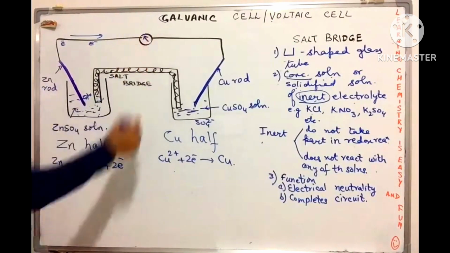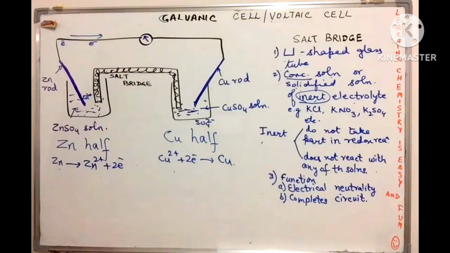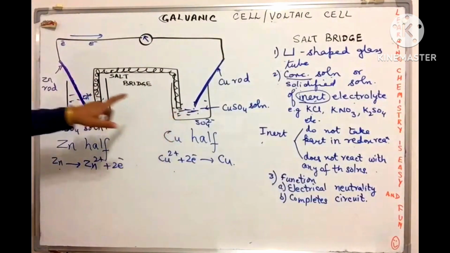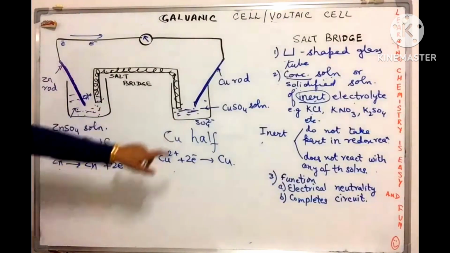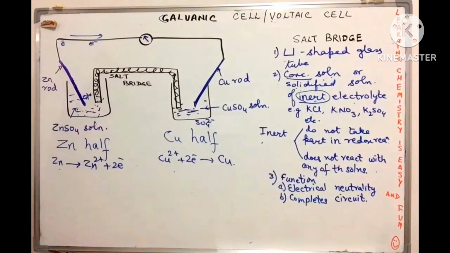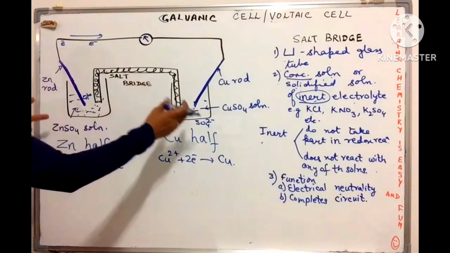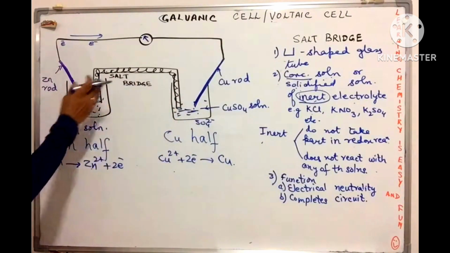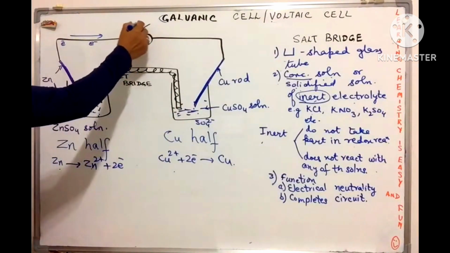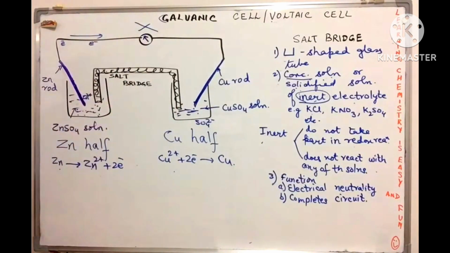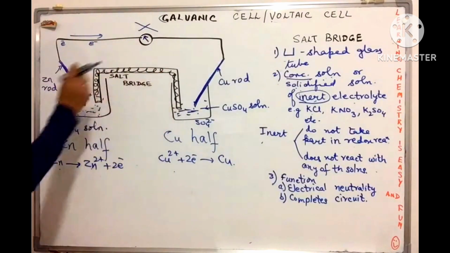Everything is in place. But in the entire process, the two solutions are suffering. In one, the positive ions are getting collected. In the other, the negative ions are getting collected. Over time there will be a build-up of charges in the two solutions and my whole process will come to a stop. Before this process comes to a stop, we introduce the salt bridge.